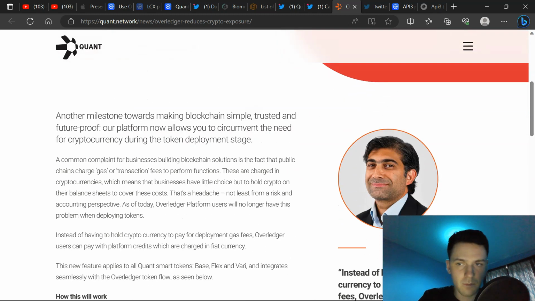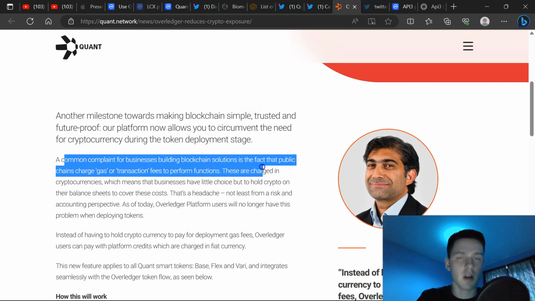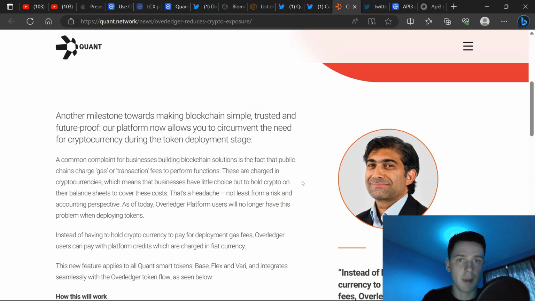So we can see a common complaint for businesses building blockchain solutions is the fact that public chains charge gas or transaction fees to perform functions. These are charged in cryptocurrencies, which means that businesses have little choice but to hold crypto on their balance sheets to cover these costs. Now they can pay for token deployment in fiat and everything else is handled by the treasury. This is huge. So much more new money is going to flow through by institutions without having to worry about how to store, hold, sign crypto for these transactions.